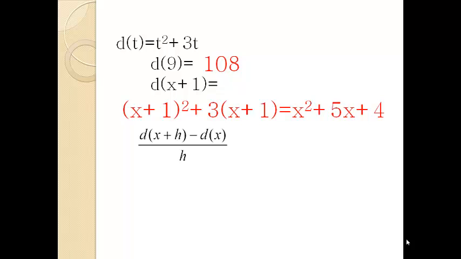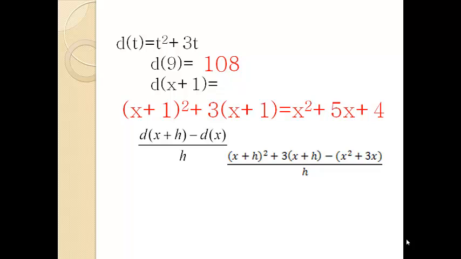Okay, I'll give you another one. Do this one on your own. When you're ready, press pause. Then do this on your own. And when you're ready to see the answer, press play. Okay, here comes the answer.